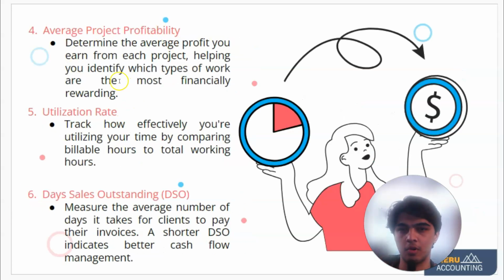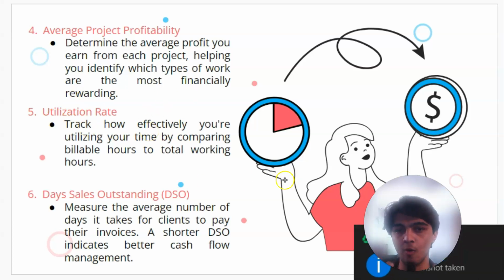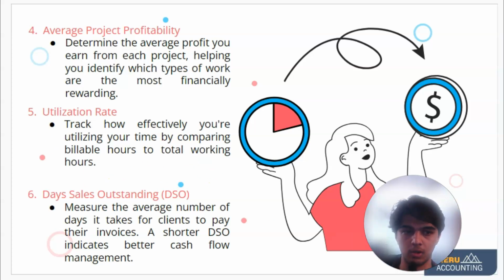Average project profitability. This indicator will determine the average profit that you earn from a particular project, and this will help you identify which types of work are most financially rewarding to your business. Utilization rate. This indicator will track how effectively you are utilizing your time by comparing your billable hours, how many hours you are working, to your total hours worked.